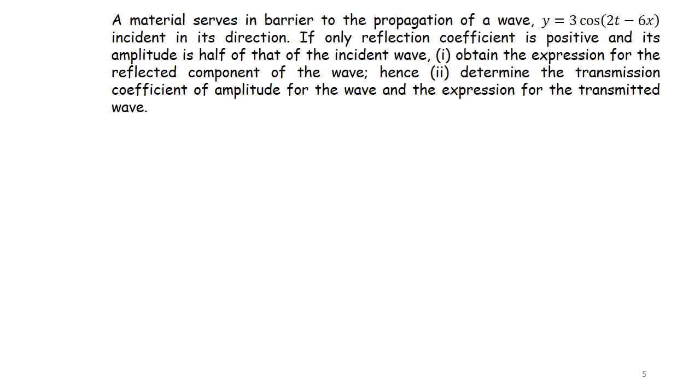Then look at this other example. A material serves as a barrier to the propagation of a wave in the incident direction. So this is the incident component of the wave. Now, if the reflection coefficient is positive and its amplitude is half of that of the incident wave, obtain the expression for the reflected component of the wave. Hence, determine the transmission coefficient of the amplitude for the wave and the expression for the transmitted wave.